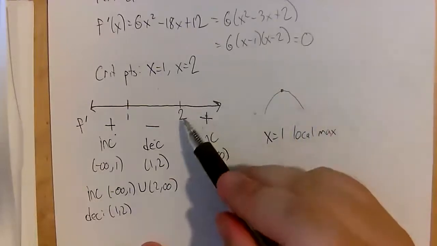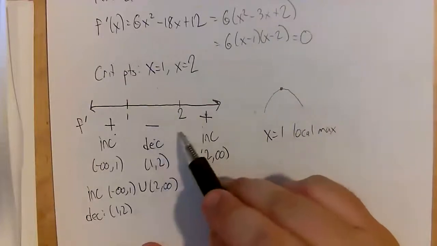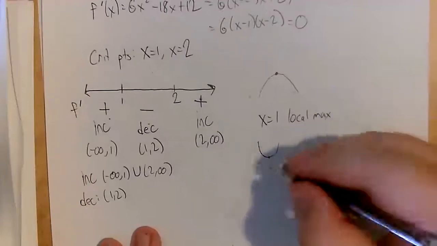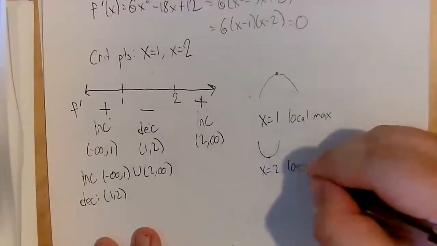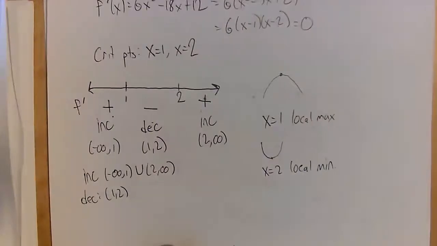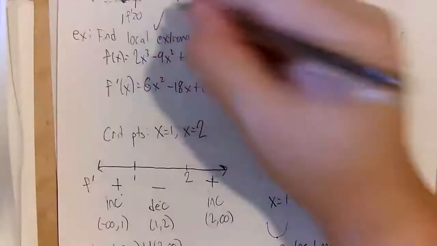And then we have the reverse situation happening here. We're decreasing and then we're increasing. So it's going to be something like this. So x equals 2 must be a local minimum right here. So we also found our local extrema.